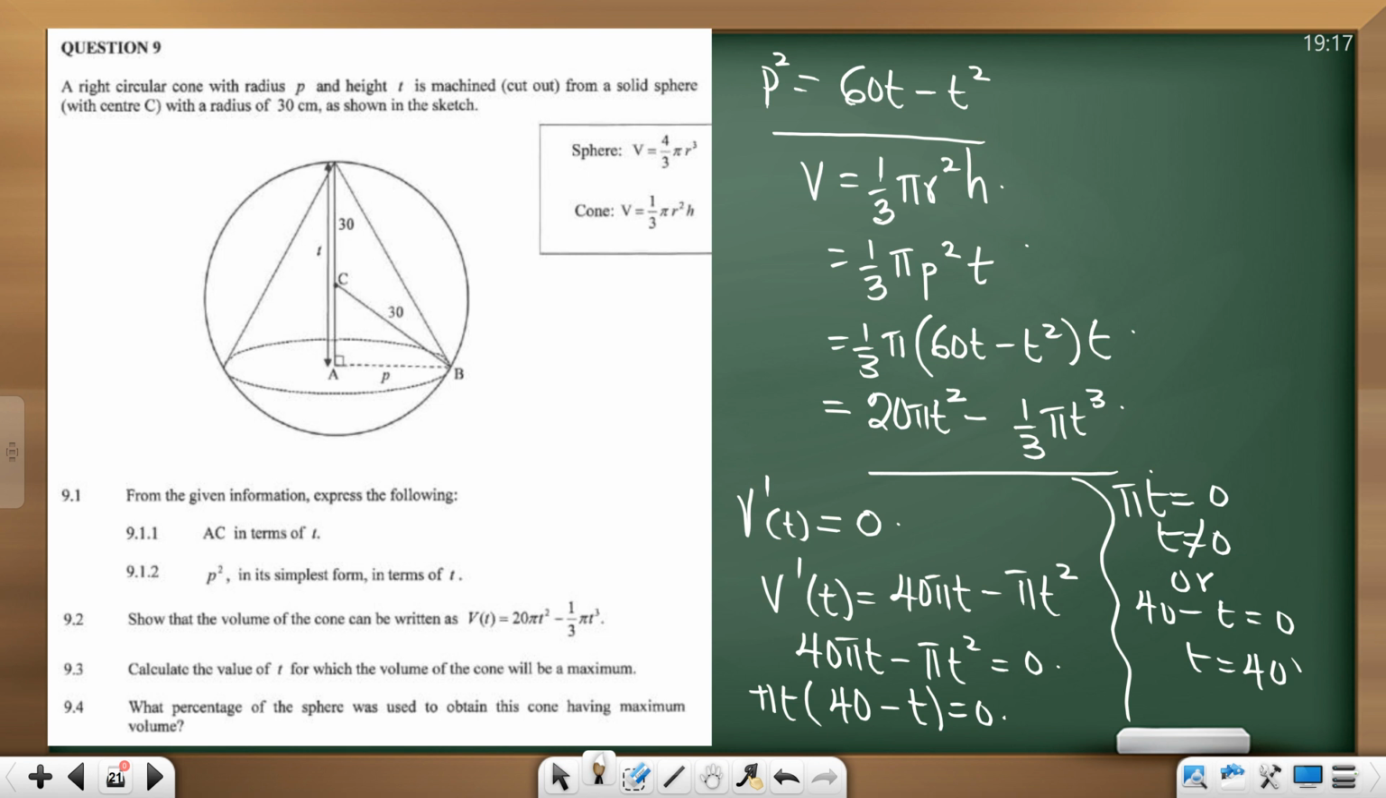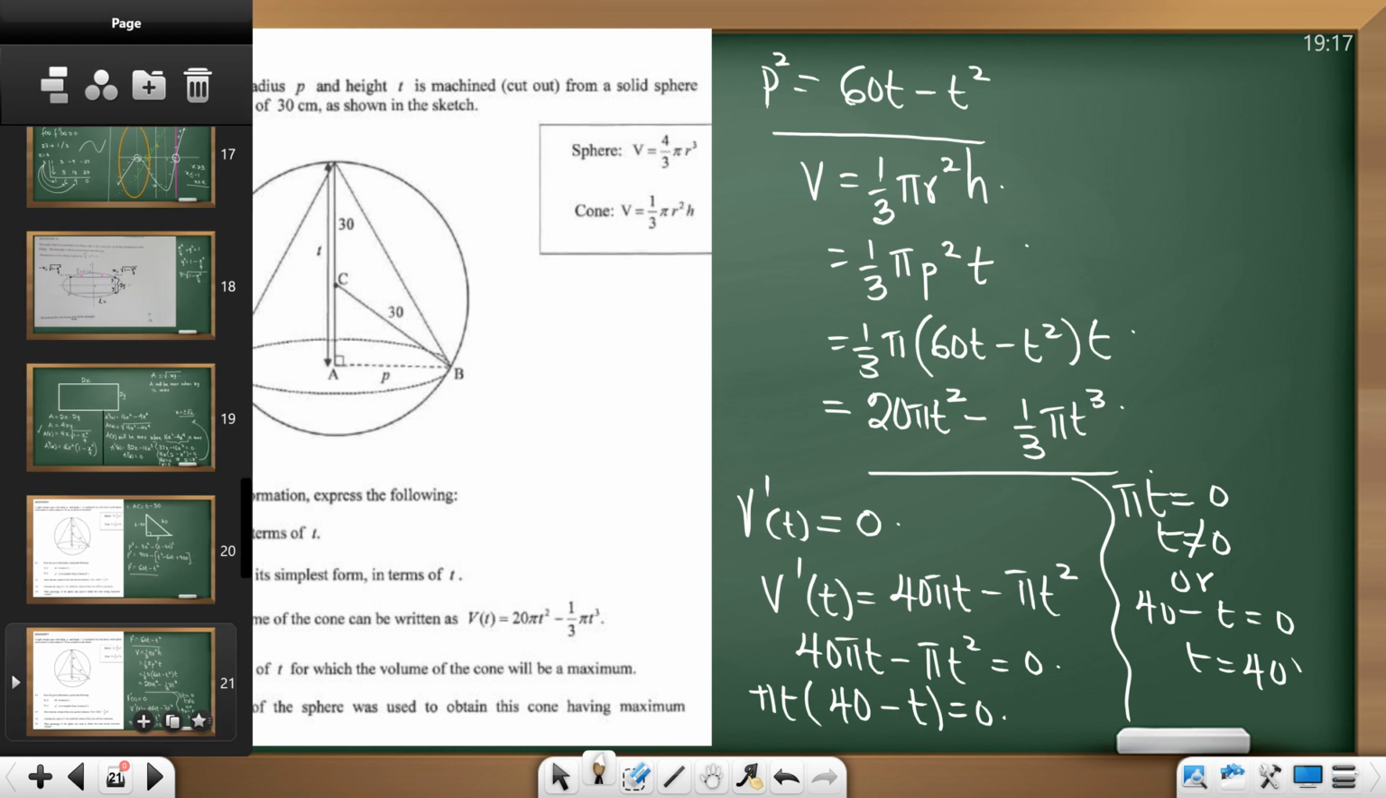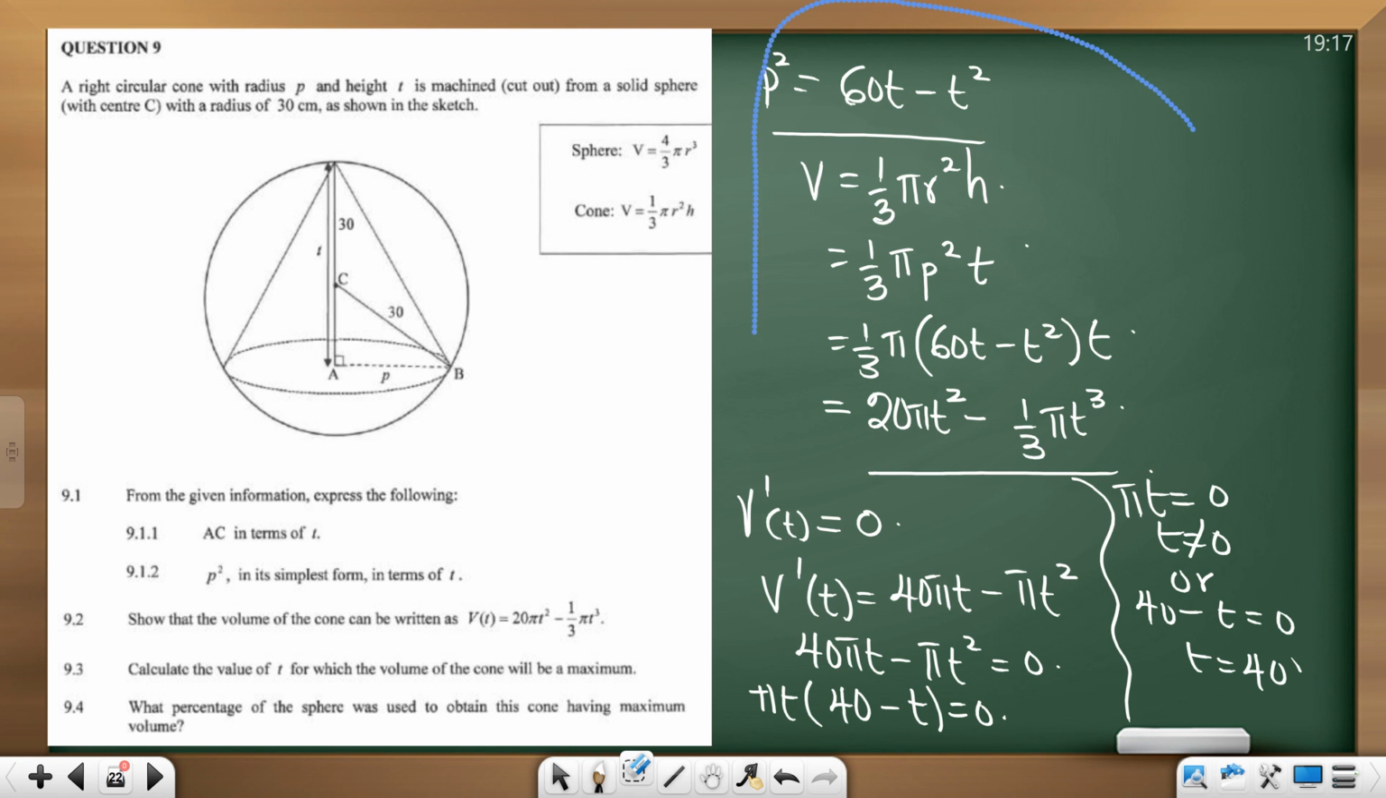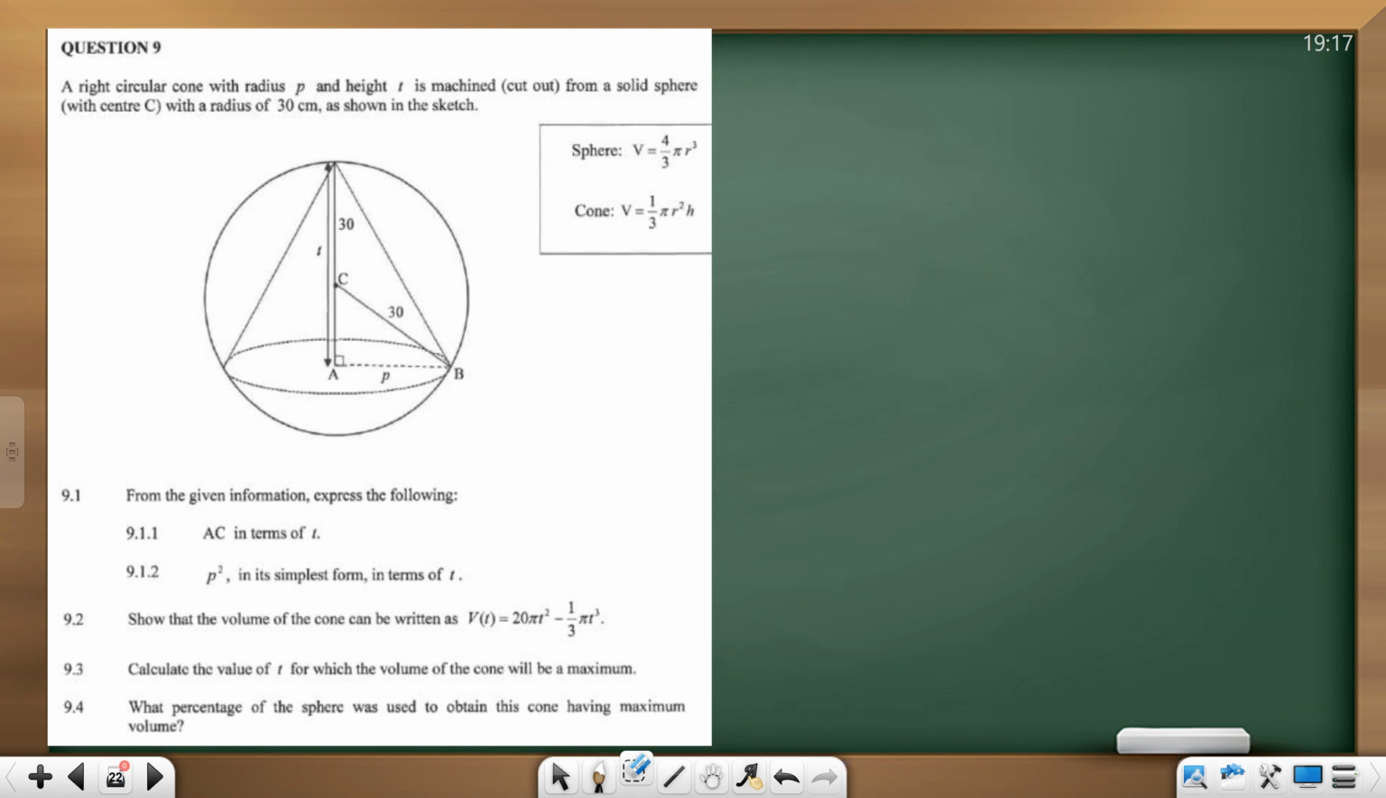So we said percentage of the sphere, right? So it's simply going to be volume of the cone over volume of the sphere, multiplied by what? 100.